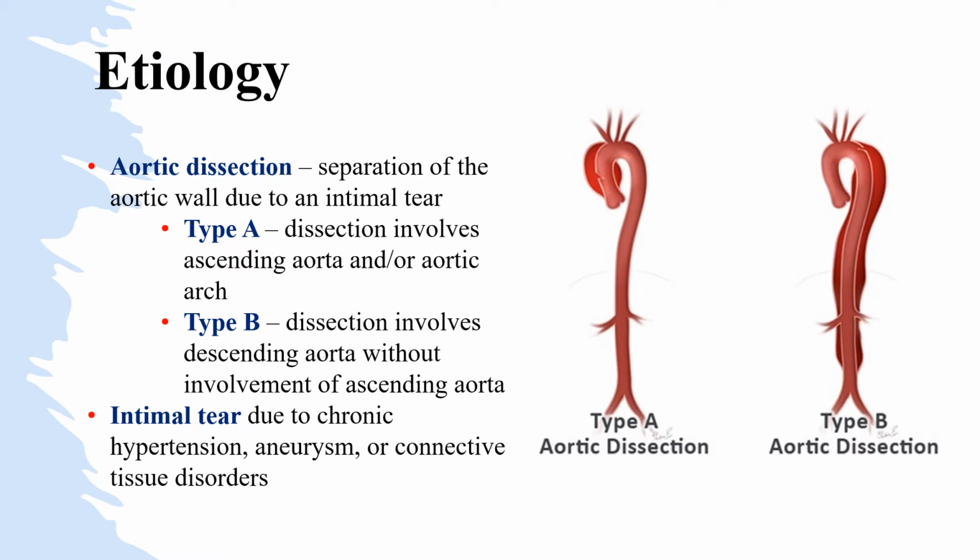And aortic dissection is when there's a tear in the innermost layer of the aorta, which is the tunica intima, and this tear can separate the aortic wall. The intimal tear can be due to chronic hypertension, aneurysm, or connective tissue disorders. And later on, we're going to discuss how these factors contribute to aortic dissection. As you can see right here, there are 2 types of aortic dissection. Type A is when the dissection involves the ascending aorta and/or aortic arch. Meanwhile, type B only involves the descending aorta, and there's no involvement of the ascending aorta at all.